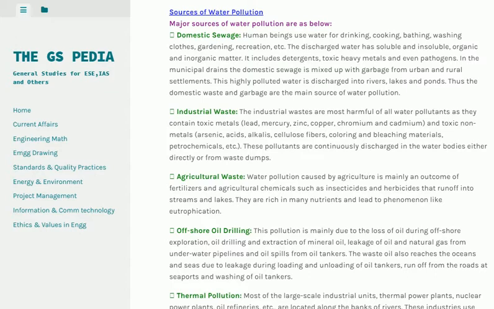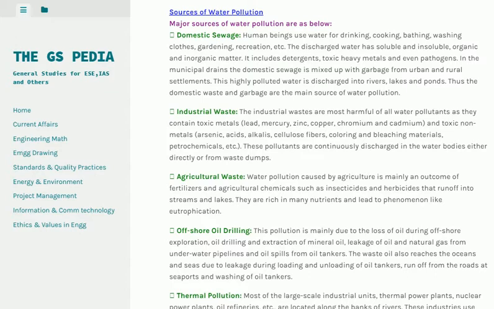Offshore oil drilling. This pollution is mainly due to the loss of oil during offshore exploration, oil drilling and extraction of mineral oil, leakage of oil and natural gas from underwater pipelines, and oil spills from oil tankers. The waste oil also reaches the oceans and seas due to leakage during loading and unloading of oil tankers, runoff from the roads at seaports, and washing of oil tankers.